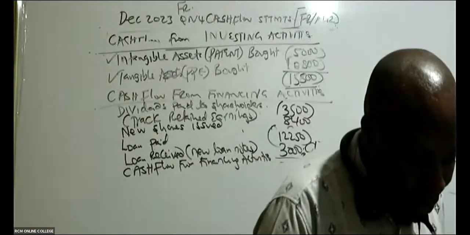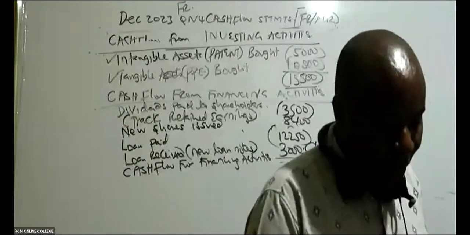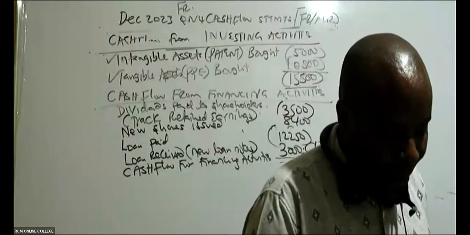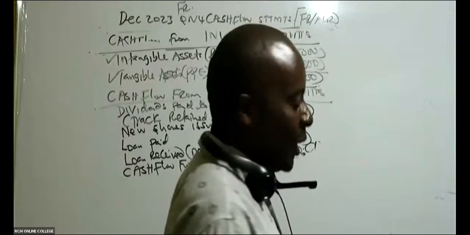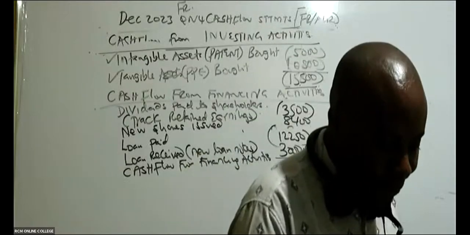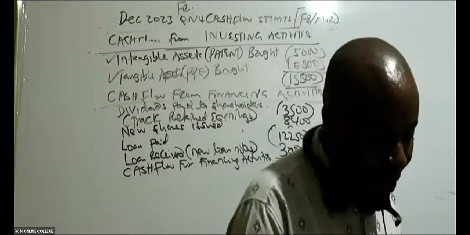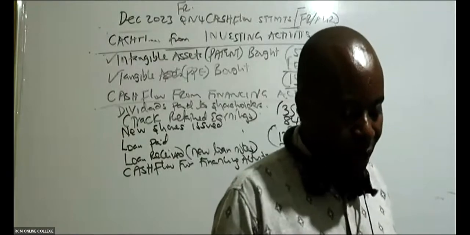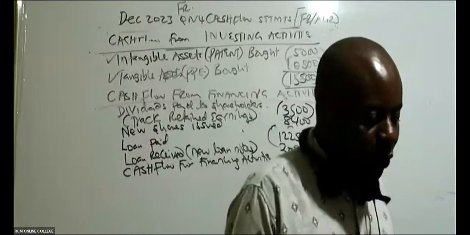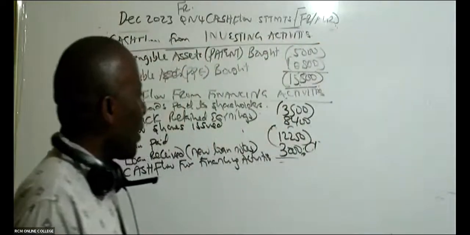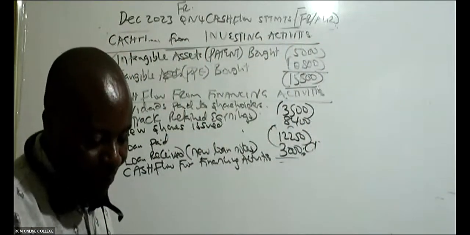So remember, issue of new shares is 8,400 positive, right? We have dividends paid to shareholders, which is minus 3,500. Then we have in this case here 3,000 as a positive. And then repayment of long-term loan, 12,250, is supposed to be negative.